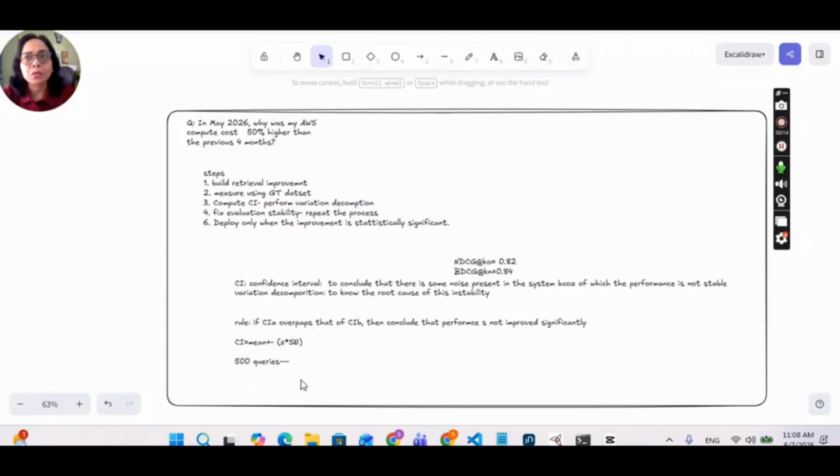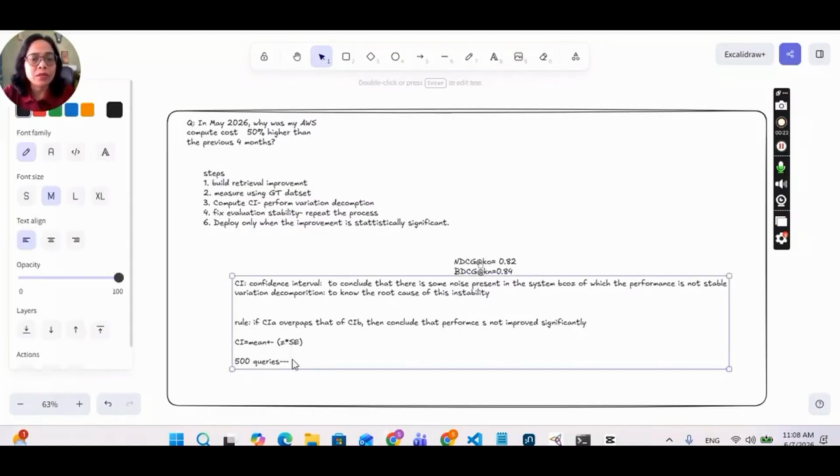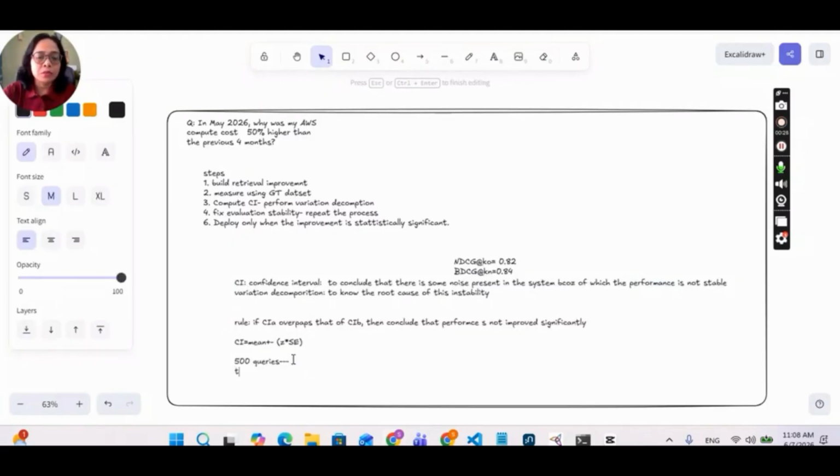Alpha is the significance level, and it is used to measure type 1 error. So what is type 1 error? Type 1 error means a false positive. That means the system is not actually improved, even though we assume so. It is not statistically improved. So in that case, alpha equal to 0.05 is the significance level.